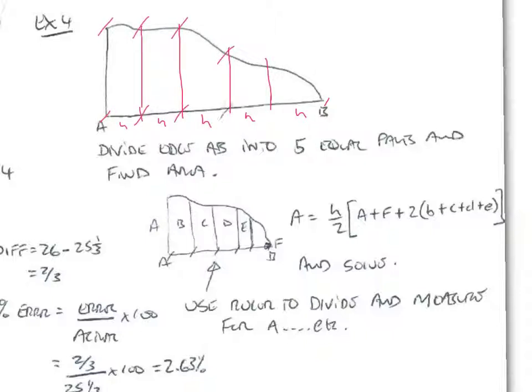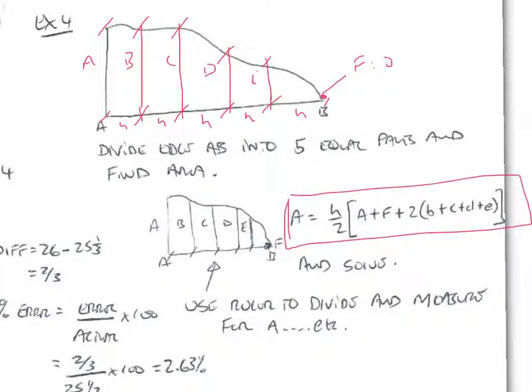And you'll have a value for your first height. If I call that a, your second c, d, e, and here f equals 0. The last height is 0, and you simply plug that into the formula here, and you should be able to find an area. So remember, for this one, you're actually using your ruler to divide and measure to find your different values that you plug into your formula.